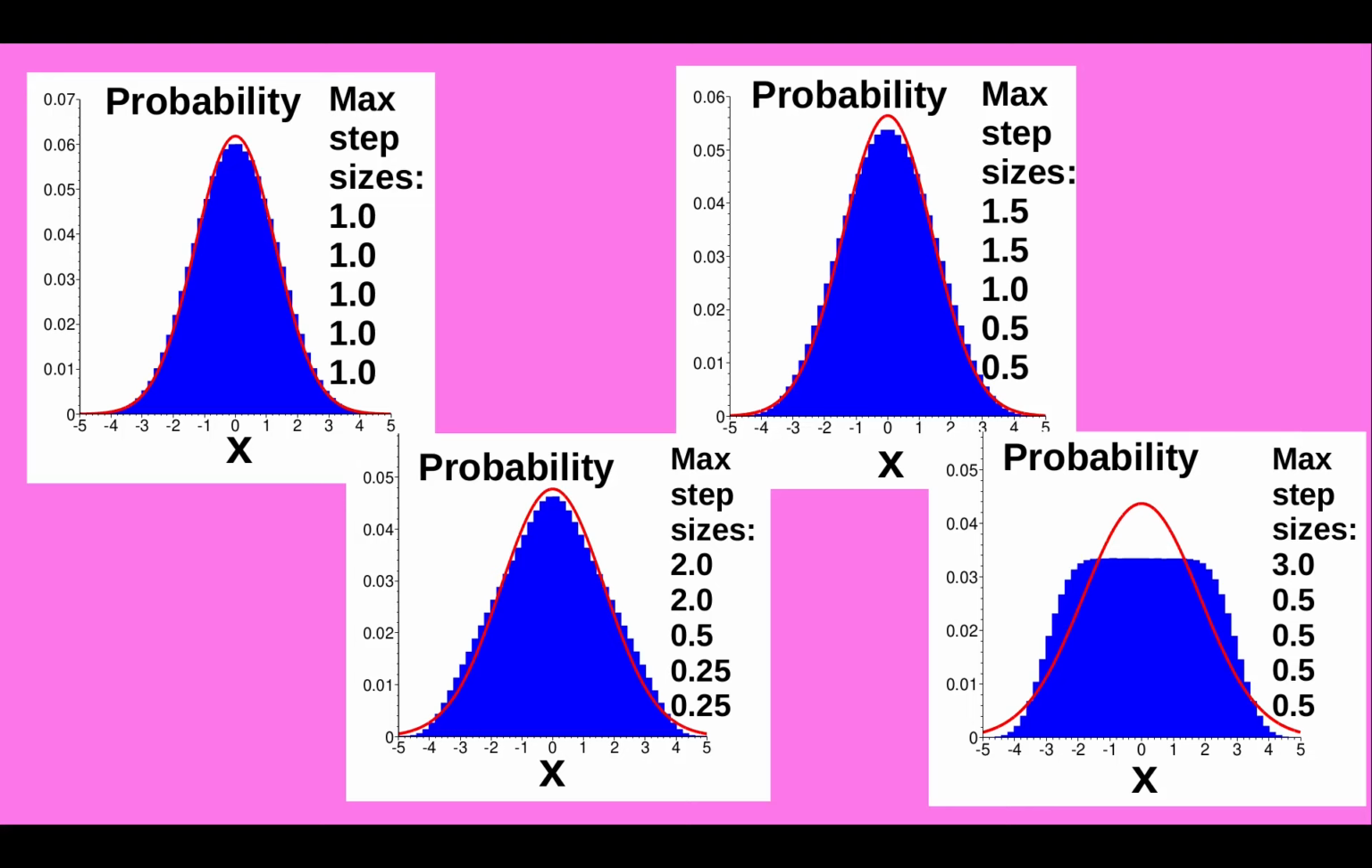We compared random walks with different maximum sizes for the 5 steps, starting with the case where all 5 steps had the same maximum size, and moving to the case where one of the steps had a maximum size much greater than those of the rest. And we saw the Gaussian behavior that we had seen before break down.